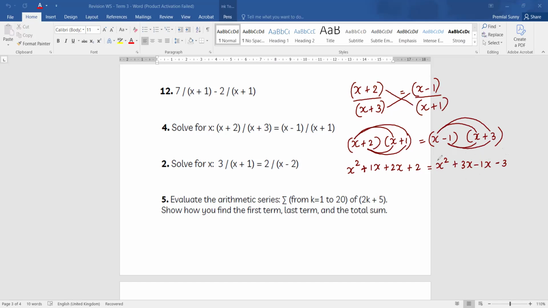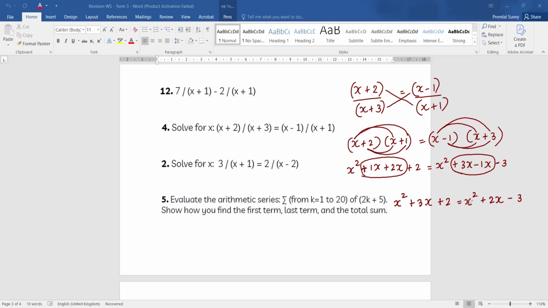Now, do you remember in the previous question I told you, whenever we do the FOIL method, the middle two terms are always like terms. So our equation will become x square, 1x plus 2x is 3x, plus 2, is equal to x square, 3x minus 1x. 3x minus 1x is 2x, minus 3. If you have same things on both the sides, you can cancel them.